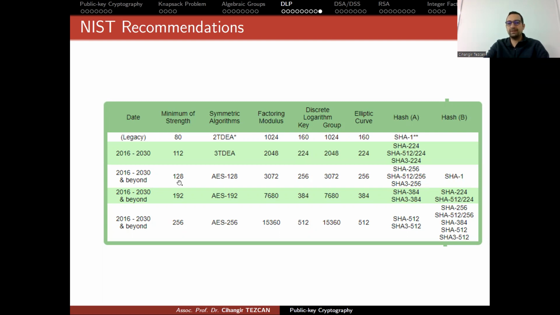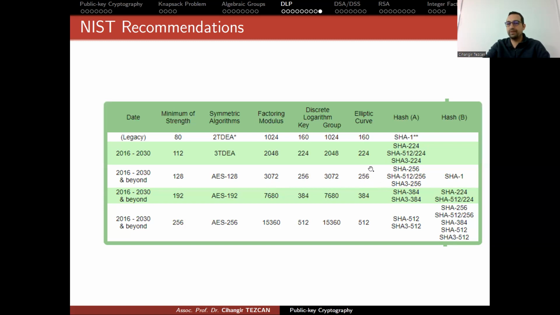So if you want this level of strength, 128-bit security, then your discrete logarithm group size should be 3072 bits. We haven't talked about RSA yet, but the RSA factoring modulus should also be 3072 bits. This is the number which was the multiplication of two primes. But as you can see, your elliptic curve secret key can be as small as 256 bits.